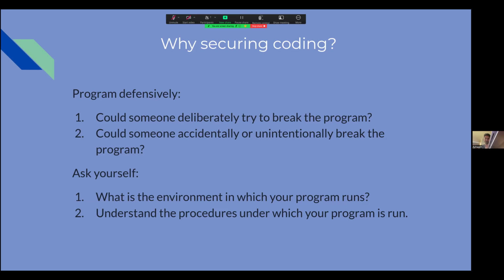Yeah, so some of the examples for unintentionally breaking the program could be a buffer overflow or a race condition. Sometimes even configuration errors could potentially lead to breaking the program. So there are multiple reasons why we are securing the program, or defensively securing the project. And these are the two questions which directly lead us to secure coding, right?